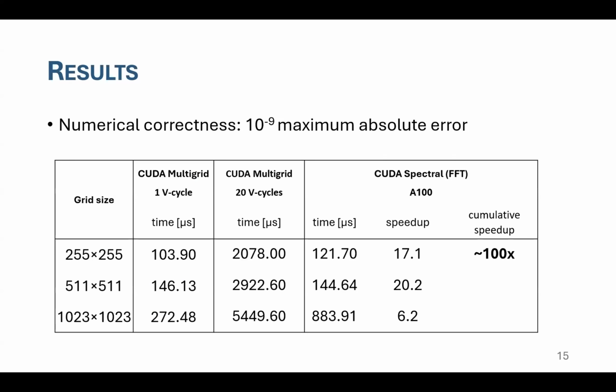And with this heavily optimized spectral solver, we have achieved on an A100 GPU a speedup of 17 to 20 compared to our previous best approach, which is running 20 CUDA V cycles. And compared to the original implementation, the baseline, we have achieved like 100 times speedup in the solver itself. And the solver originally was half of the total execution time of the simulation. So it provided us with some drastic runtime improvements.